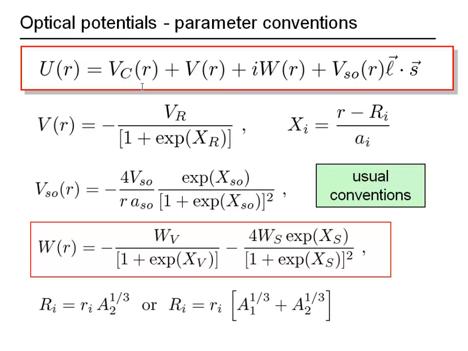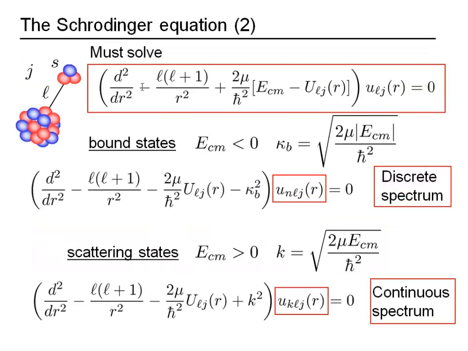Okay, so let me remind you again of some obvious things. We need to solve the Schrödinger equation. Here's our radial equation. If we can solve this, we can do most of reaction theory. Okay? One-dimensional differential equations is ultimately what most of the time is involved in solving in reaction theory.